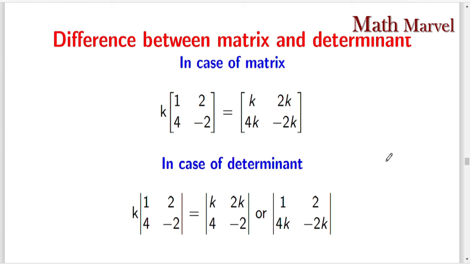Now we discuss the second difference between matrix and determinant. In a matrix, you learned that if k is some real number, k is multiplied to the matrix. Here a 2 by 2 matrix is given and k is multiplied to the matrix. So in this case, what do we have to do? We have to multiply this k to each and every element of the matrix. After multiplication, what do we have? 1 into k, here 2k, here 4 into k and here minus 2k. So if a matrix is multiplied by some real number, each and every element of the matrix is multiplied by the same k.